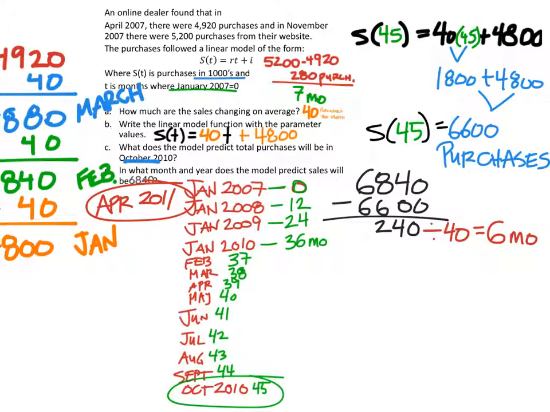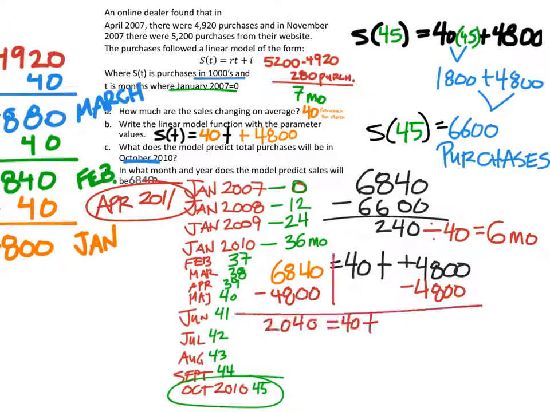Another way to do it is to take the formula or the function, and we're going to replace S of t, because that tells us how many purchases were made. And in this case, we know that it was 6,840. And we can solve this like we would a regular equation. So I'm going to subtract 4,800 from both sides. And I have 2,040 equals 40t. And then I'm just going to divide both sides by 40. And that gave me t equals 50.